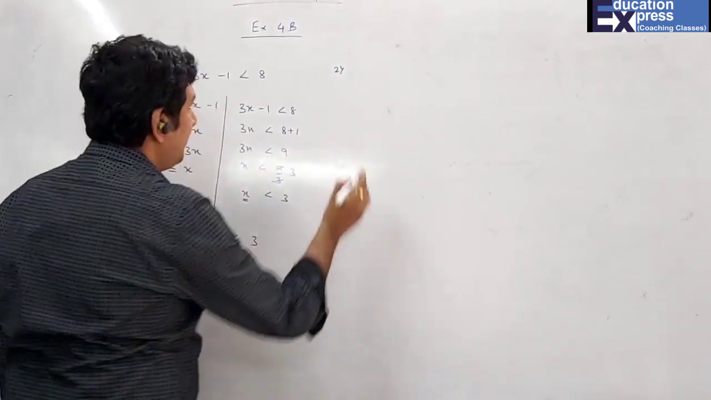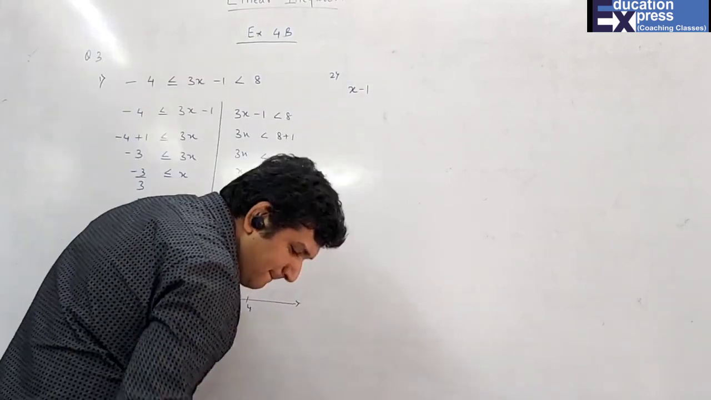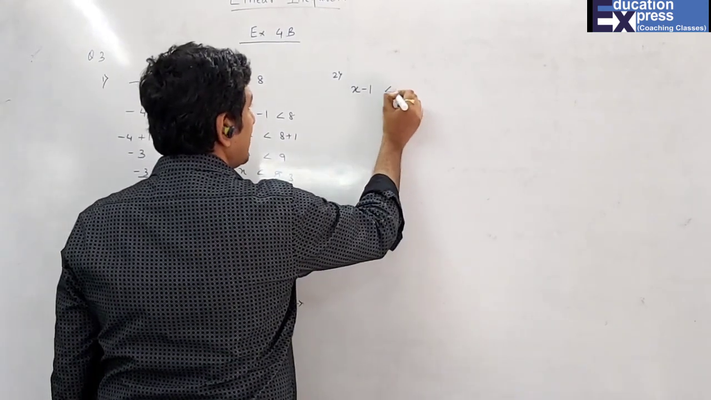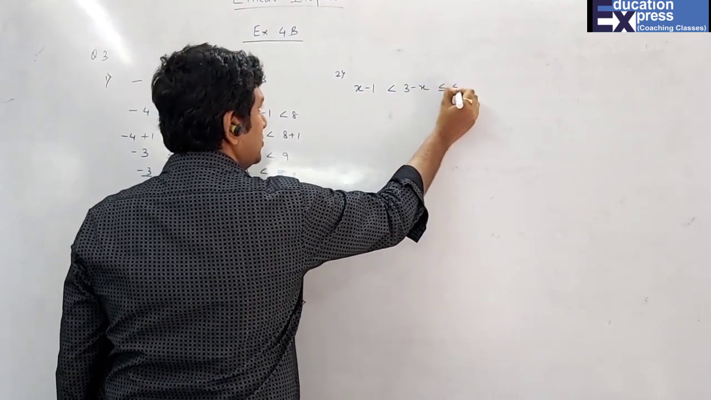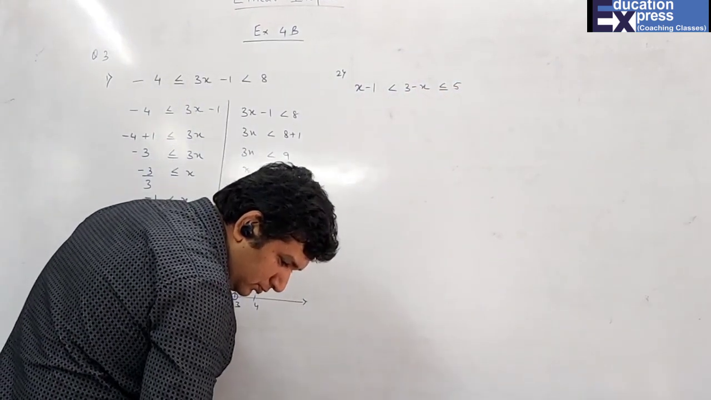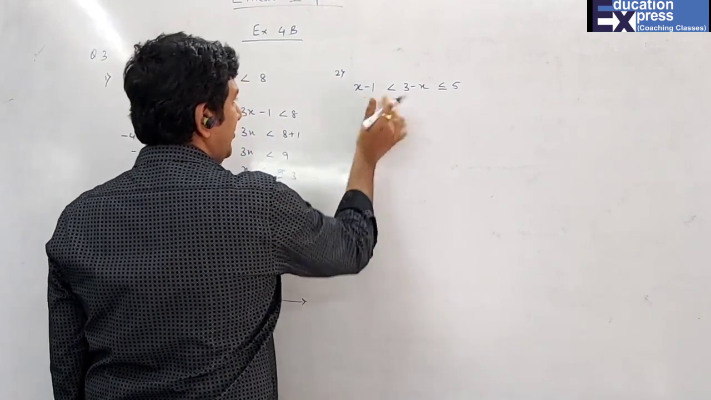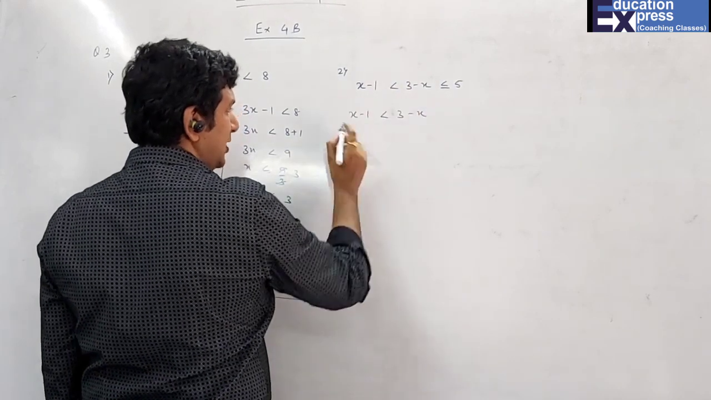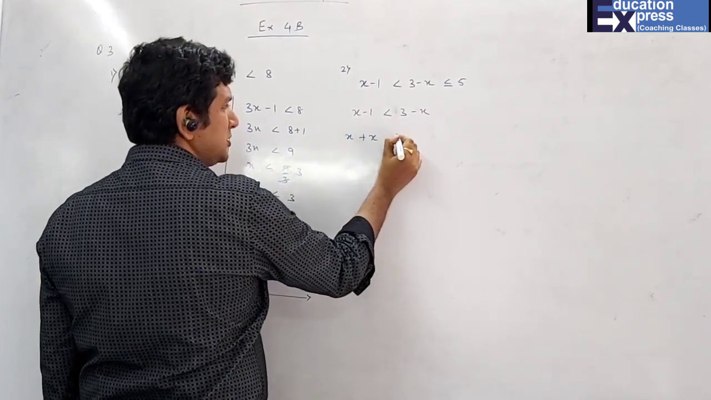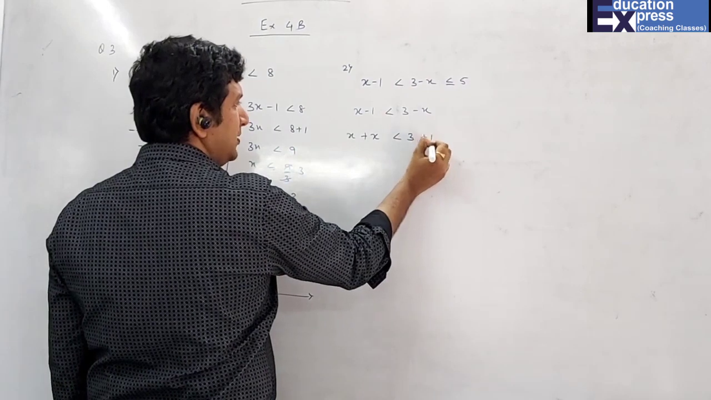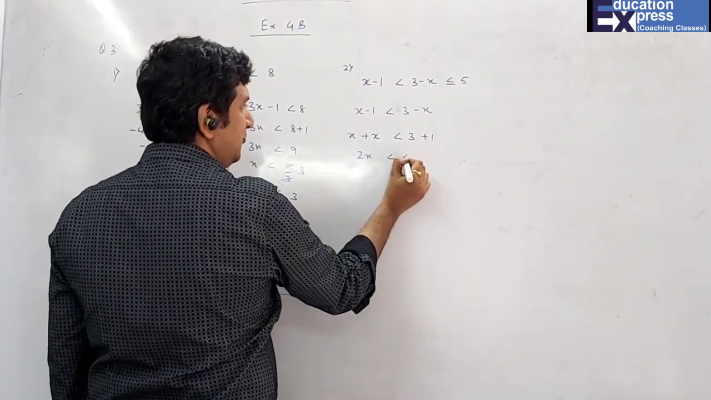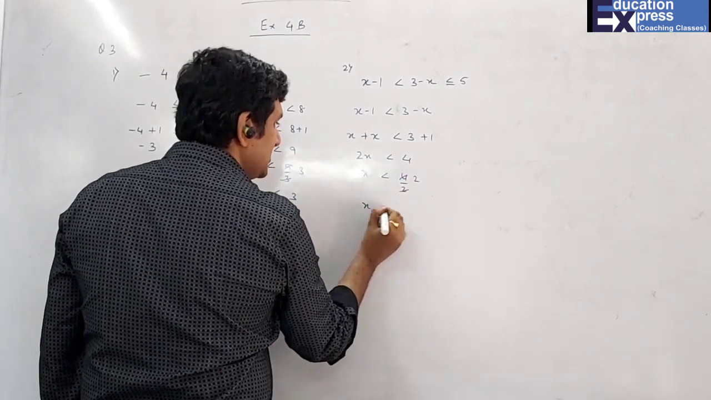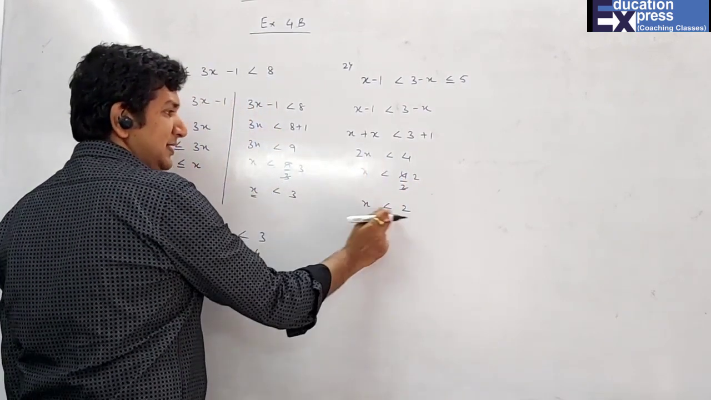Part 2: x minus 1 is less than 3 minus x is less than equal to 5. So I'll take one by one. X minus 1 less than 3 minus x. Minus x will become plus x because I want x to be positive always. And minus 1 will become plus 1. So 2x is less than 4. So x is less than 4 upon 2. So x is less than 2.